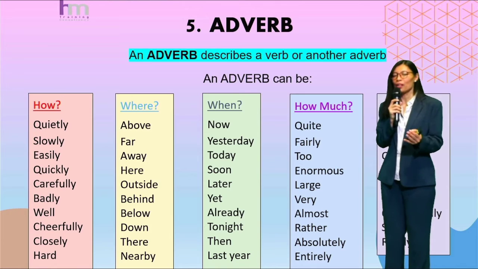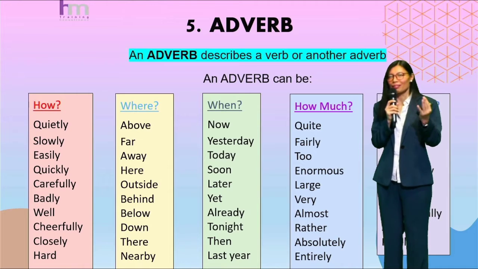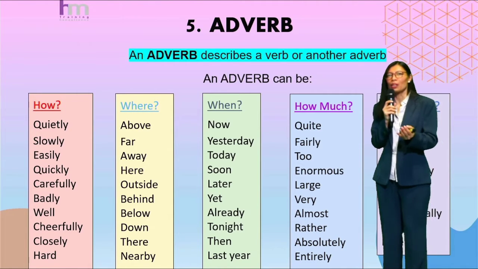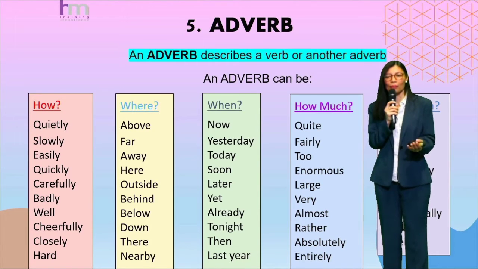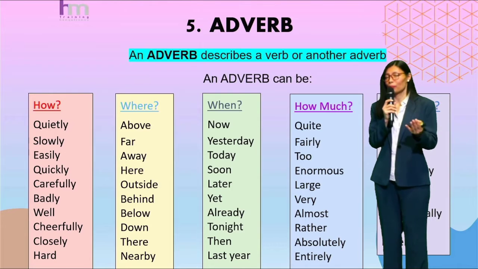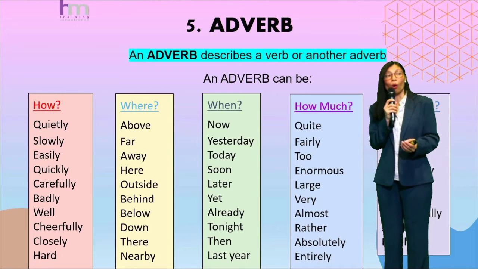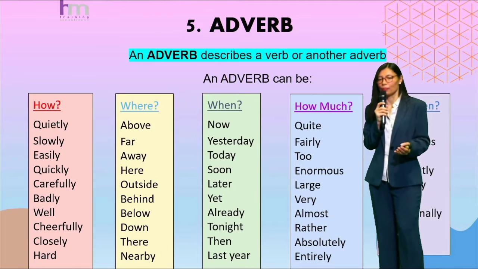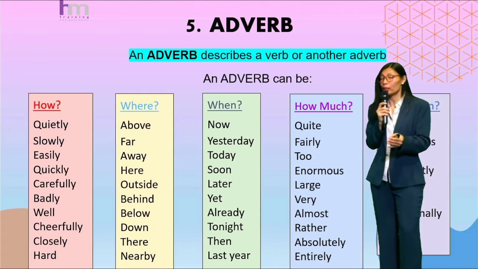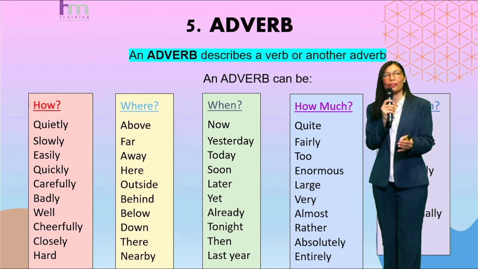Then you have another category of how much. When you talk about how much, maybe the first thing that comes to your mind is money, how much a thing costs. So it could be quite expensive, fairly expensive, or too expensive, or enormous. It doesn't necessarily mean cost. It could be large. It could be very, almost, rather, or absolutely. Another word here has an ly: absolutely, entirely. So again, it has an ly in there, so you know it's an adverb.